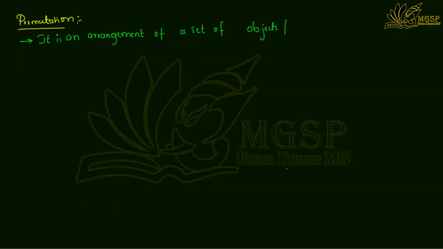Firstly, permutation. What is the meaning of permutation? We have seen from class 10 that it is an arrangement of a set of objects in a definite order. It will be better if we write the definition. It is an arrangement of a set of objects or elements.